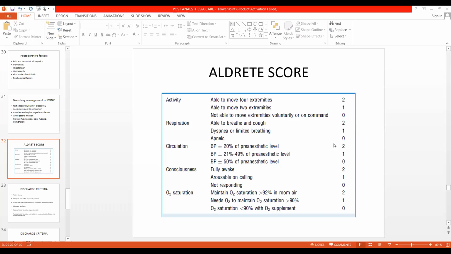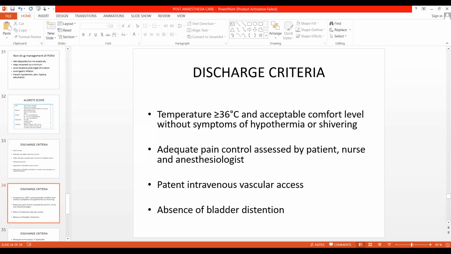Other additional considerations for someone who is going to be discharged. Others that we use to assess if they are fit to go to the ward: you also have to make sure that the patient has intravenous access before you discharge them. And also, you have to make sure that he's not having urine retention.